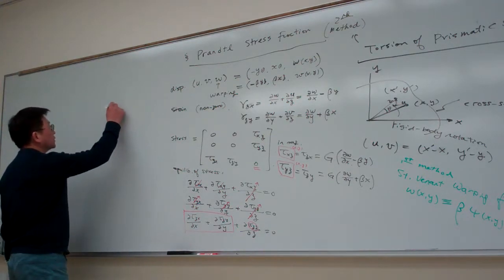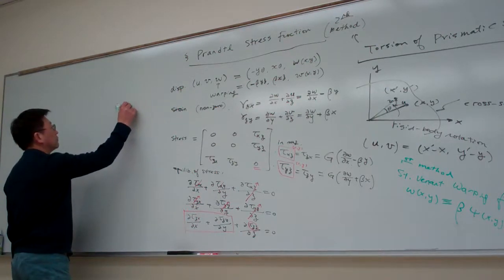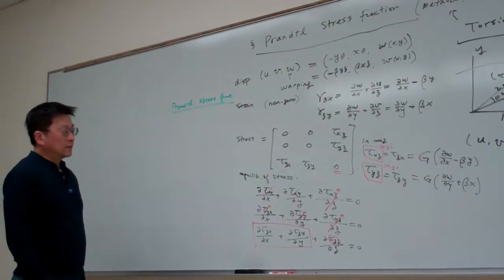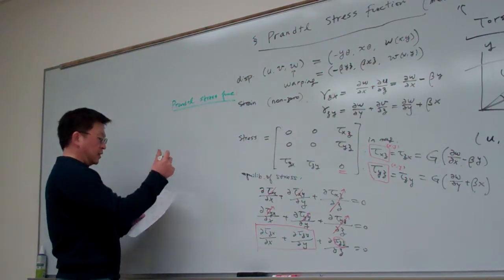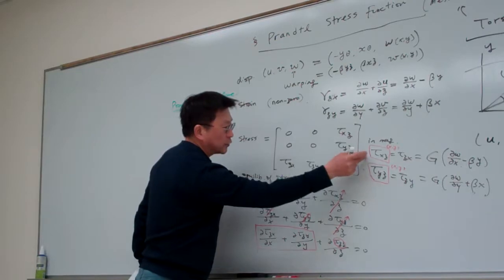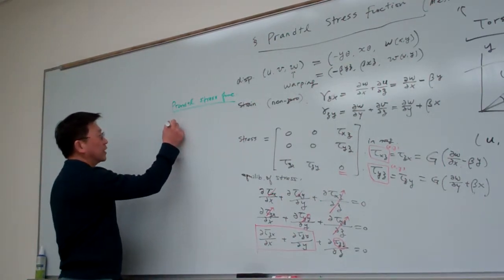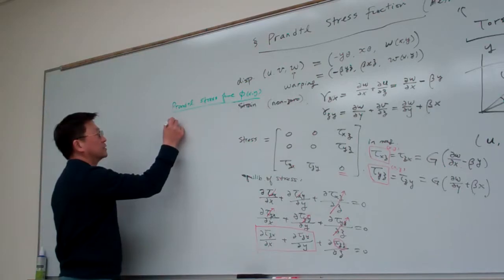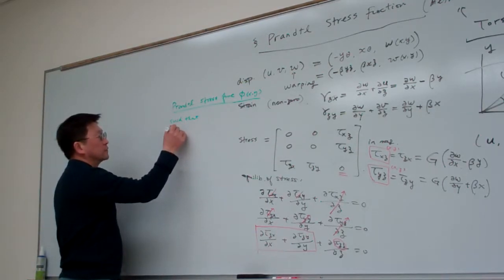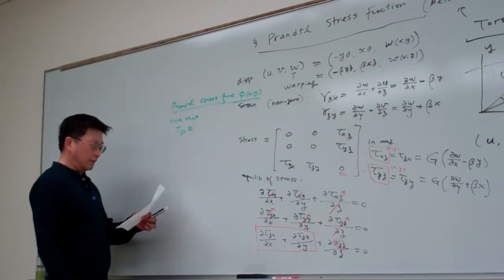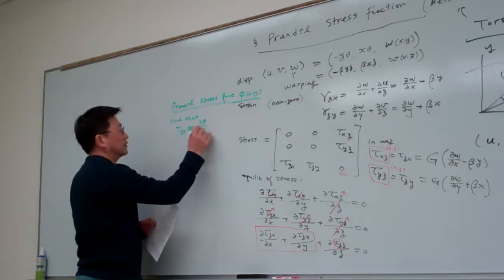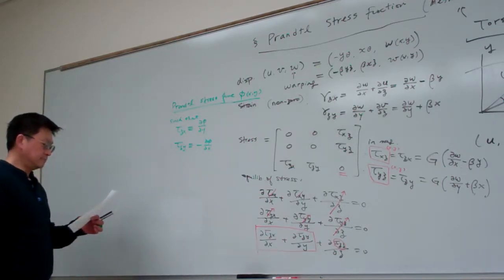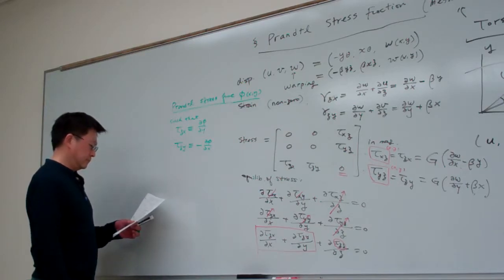Something is this. So here is the Prandtl stress function. Okay, so this method is this. Again, they focus on each of the non-zero stress components. They have a function they call phi of x, y. This function is such that tau zx is defined by partial phi over partial y, and tau zy is defined by minus partial phi over partial x.